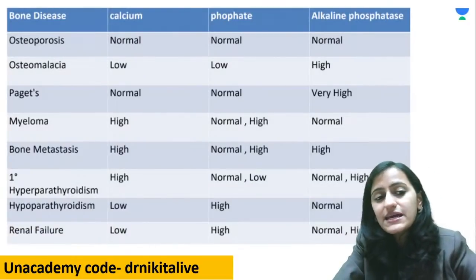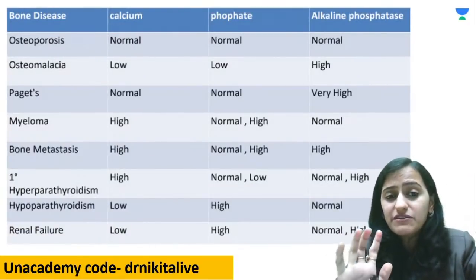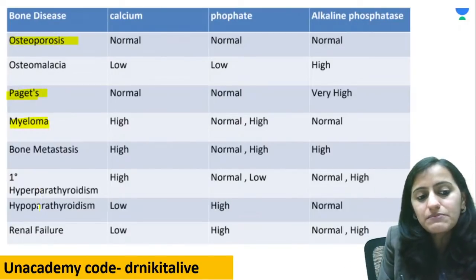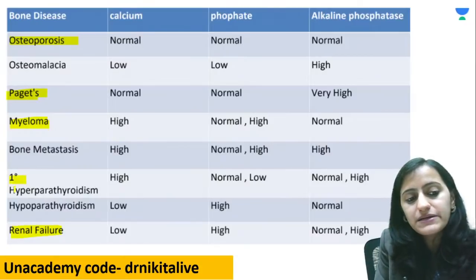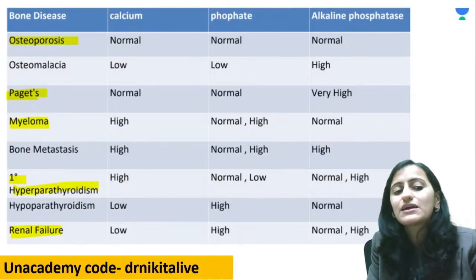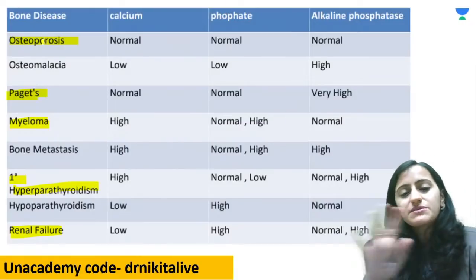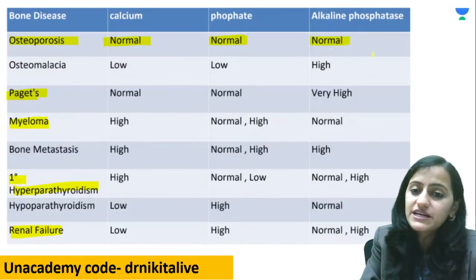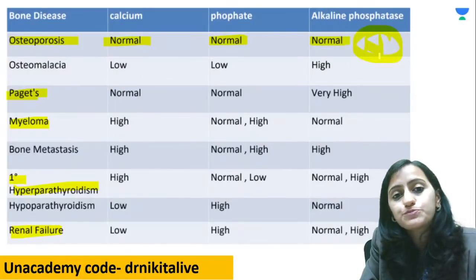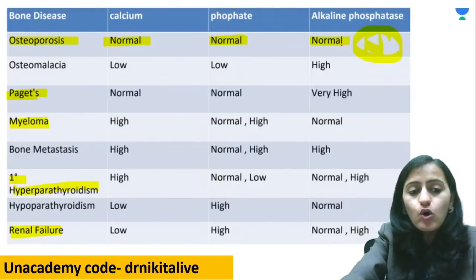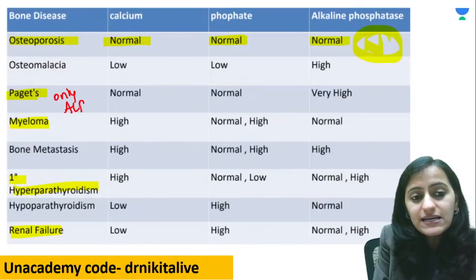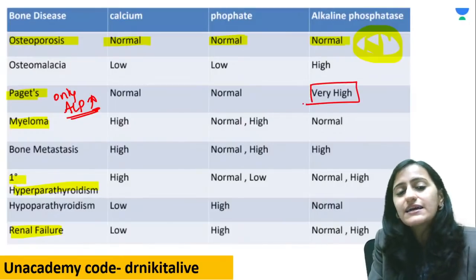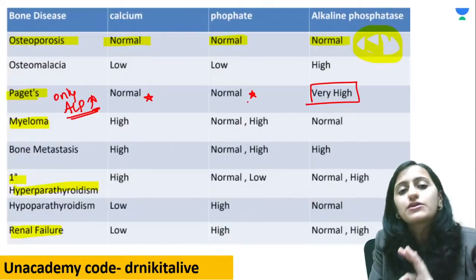Based on the same lines, some of the important bone disorders which are very, very frequently asked in your exam: what happens in osteoporosis, Paget's, multiple myeloma, renal failure and primary hyperparathyroidism. These are the most important that you should know before the exam. Osteoporosis, remember the biochemistry is entirely normal. Calcium normal, phosphate normal, alkaline phosphatase, everything is normal in osteoporosis. In Paget's, the only thing which is increased is alkaline phosphatase. There is new bone formation, and alkaline phosphatase is a marker. So alkaline phosphatase is very high. The rest of the two are normal.